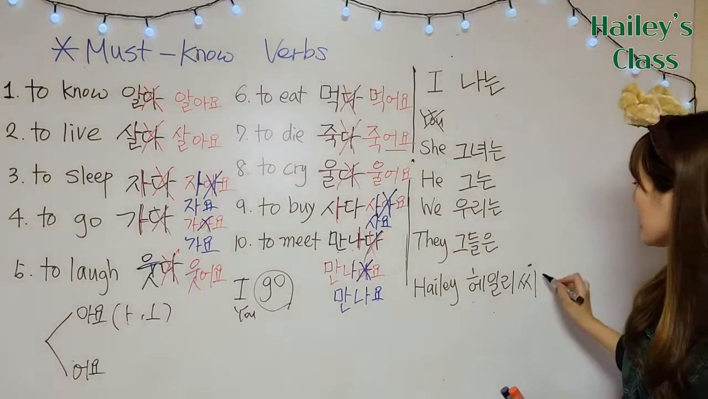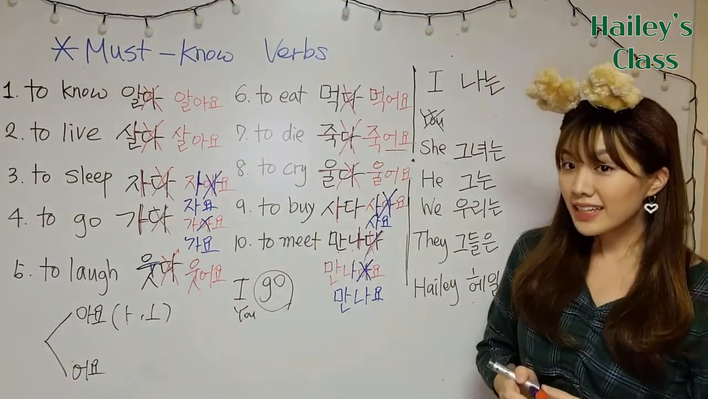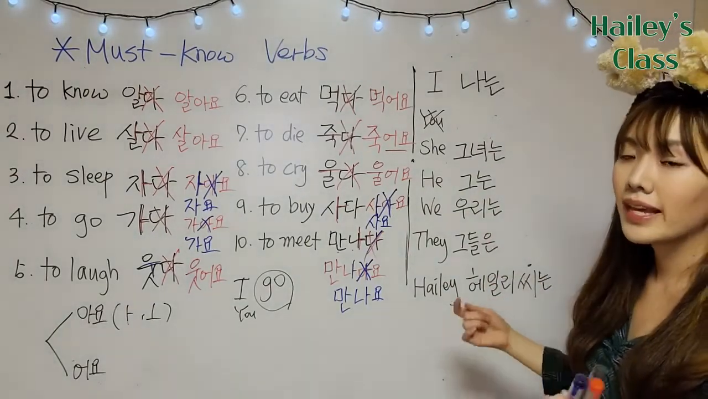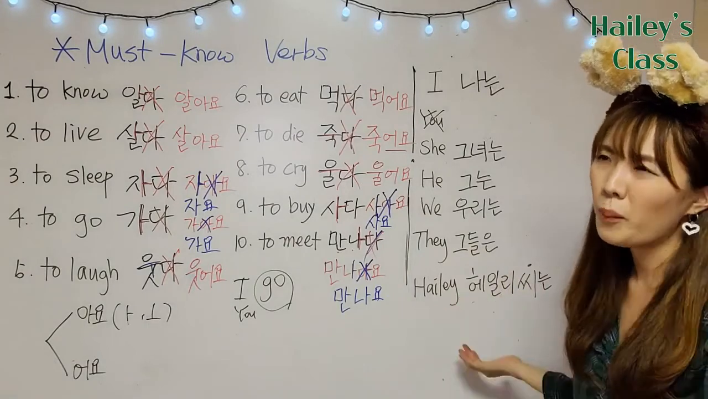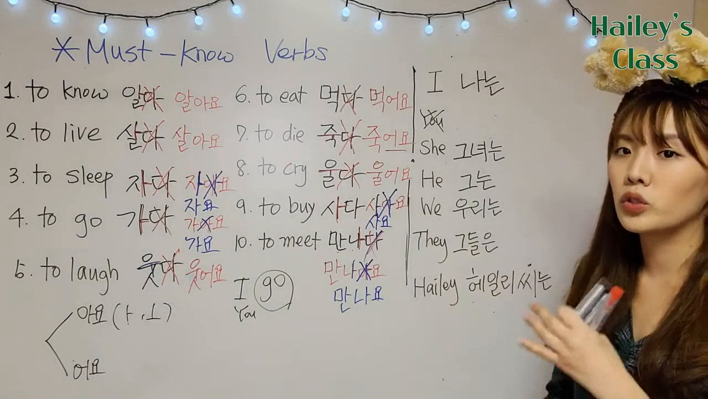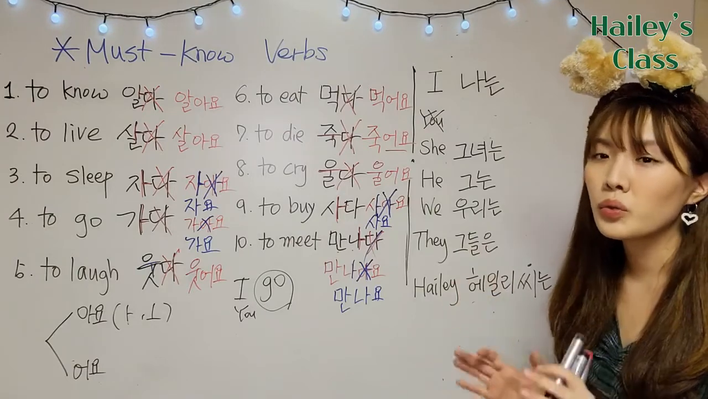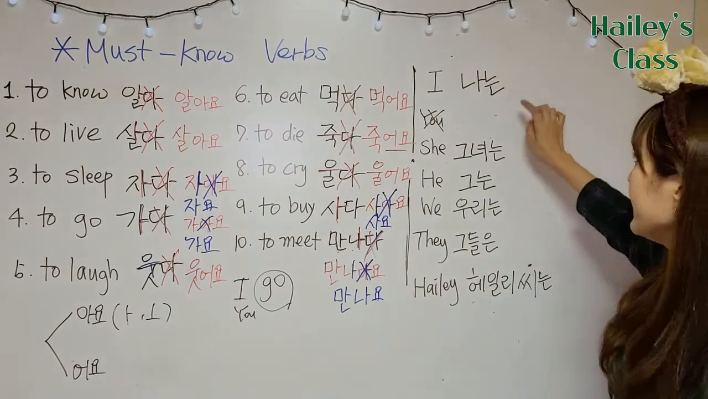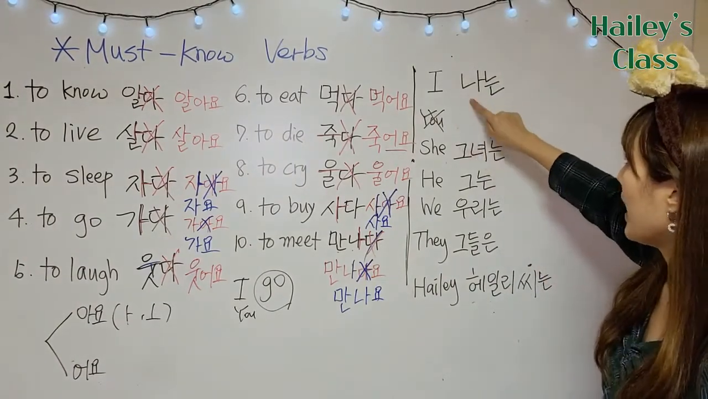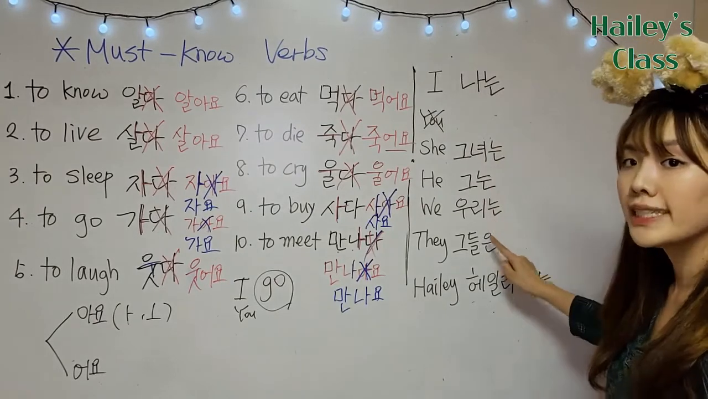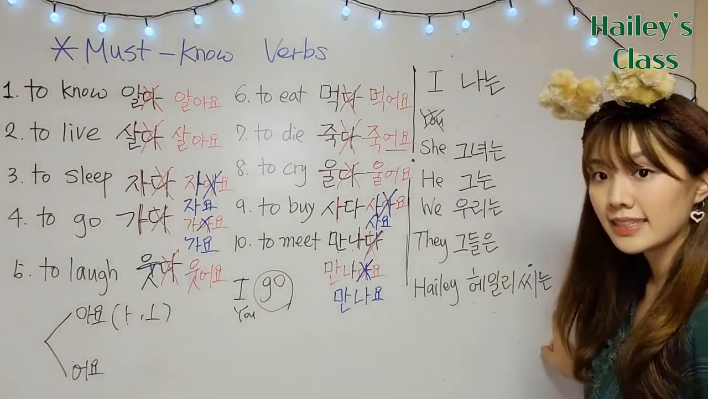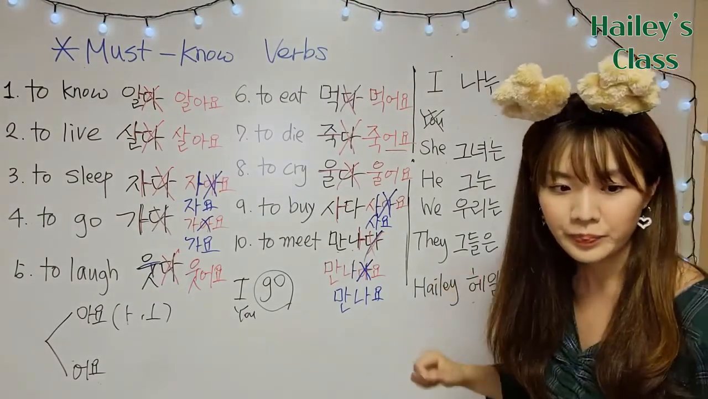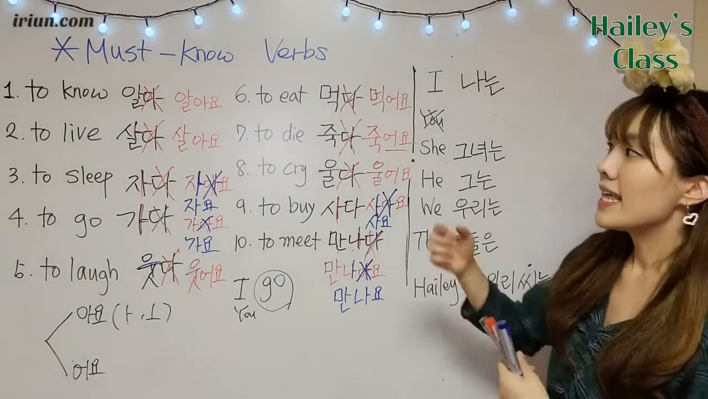Okay? Haley 씨는. In here, you can see everything is 는. In here, it's 은. This is also a grammar point, but this time I'm not going to tell you about it because it's too difficult to explain all of these. But let's say 는, and there's a difference: 나는, 그녀는, 그는, 우리는, 그들은, 혜리 씨는. Okay? So there's 는 or 은. Got it?